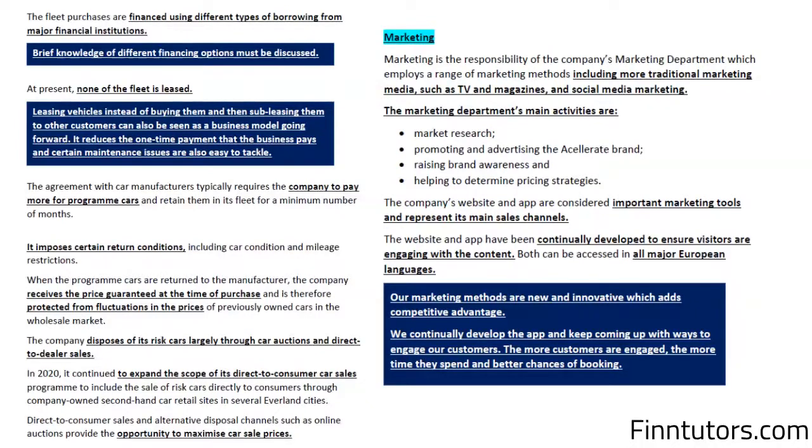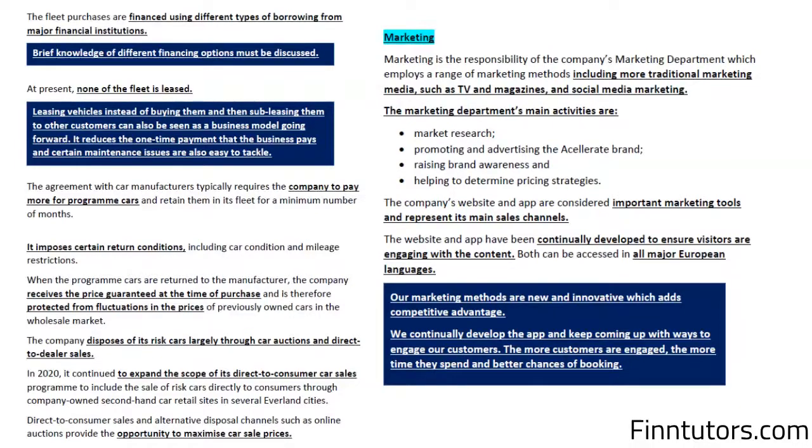When the program cars are returned to the manufacturer, the company receives the price guaranteed at the time of purchase and is therefore protected from fluctuations in the prices of previously owned cars in the wholesale market. So you don't have anything to do with selling, finding a customer, selling it, none of that hassle, because the manufacturer buys it from you at a predetermined price.